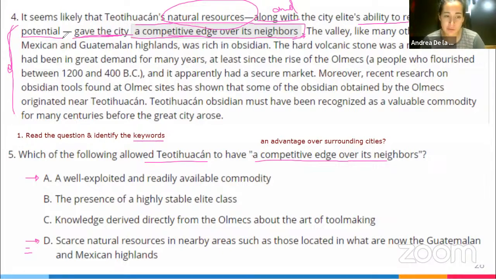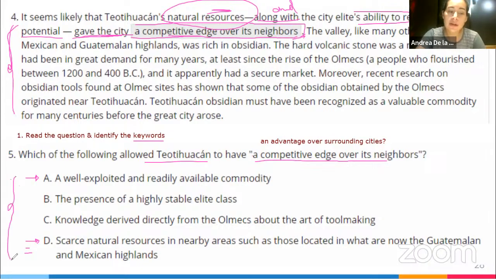If you had that option, if you had option E, natural resources along with the city elites, blah, blah, blah, then of course you would have to choose that option, right? But do we have that option? We don't, right? We don't have the exact same words. What do we do? Now that we have found the answer, we need to read the options. Now that we know already the answer, we know that what gave the city a competitive edge was natural resources and the city elite's ability to recognize the potential. So now that we know the answer, now we can read the options.